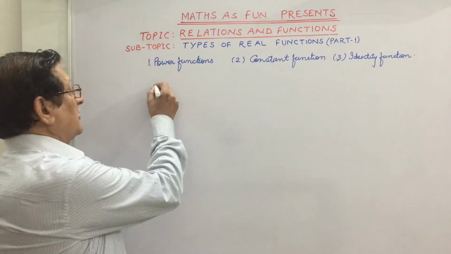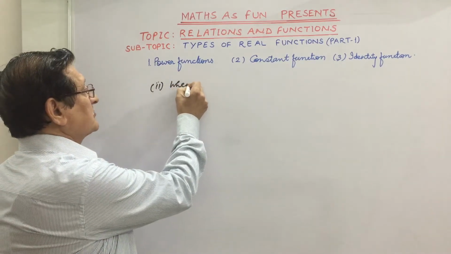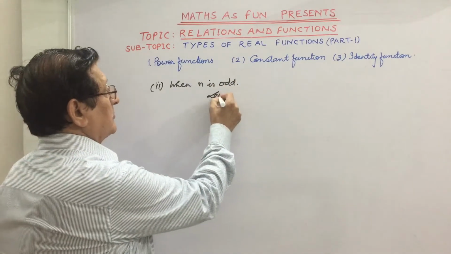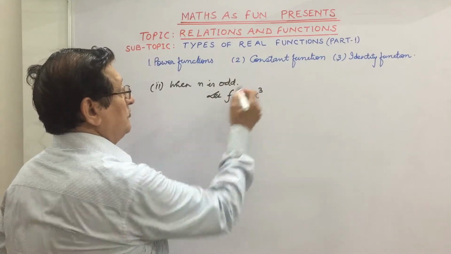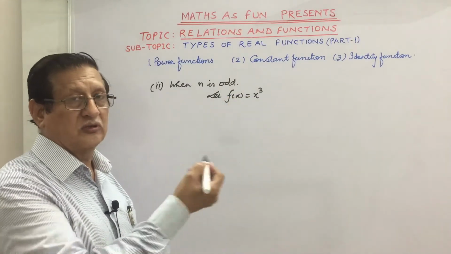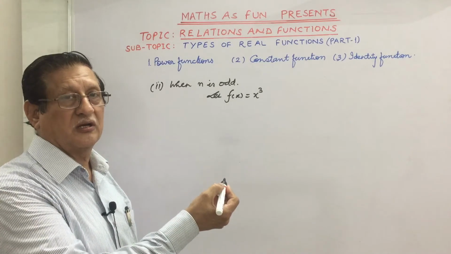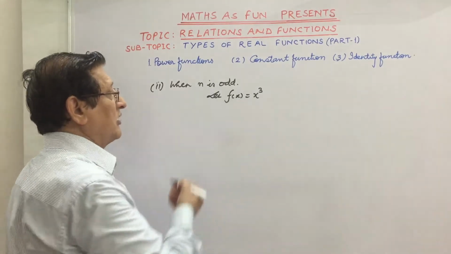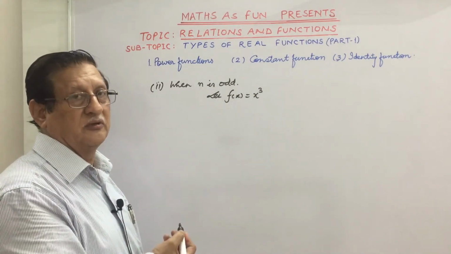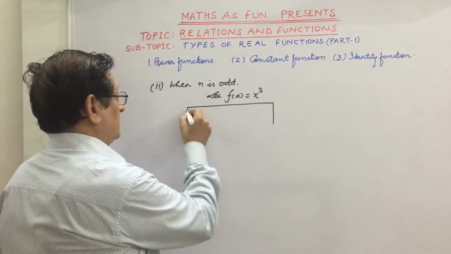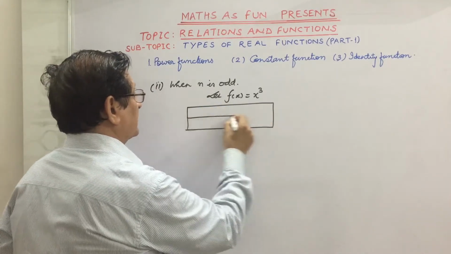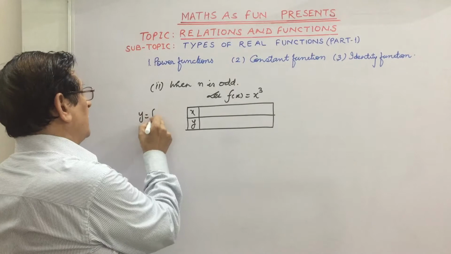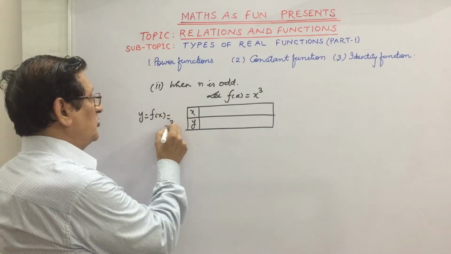When we come to the second type, that is when n is odd, suppose we take f(x) = x^3. We are not taking 1. Why? Because y = x will give a straight line, and we want to see the curve. What type of curve is it? When we draw the graph of it, to see the nature of the curve, again we can make the table for x and y, where y = f(x) = x^3.